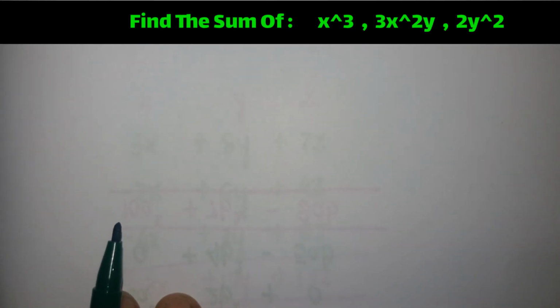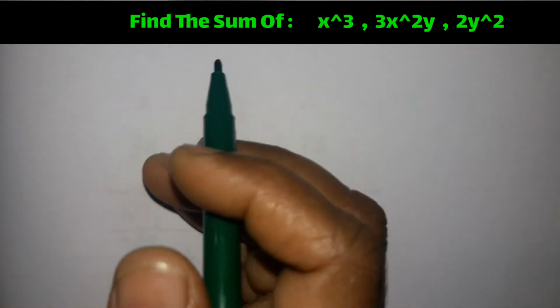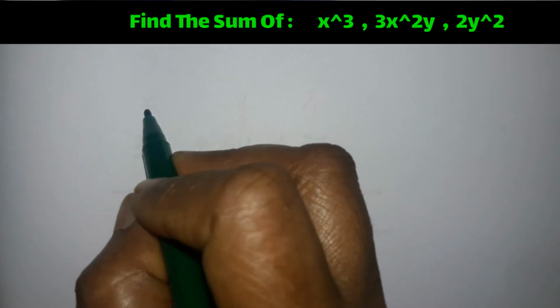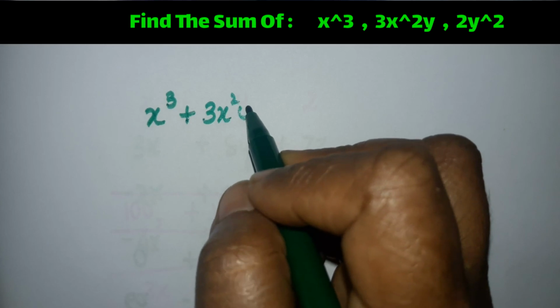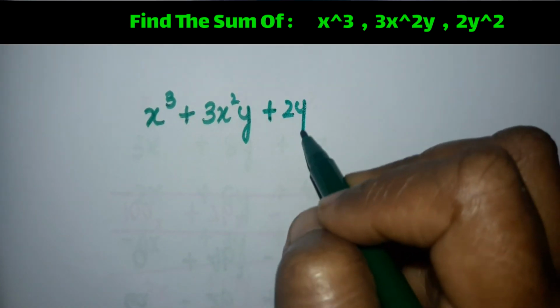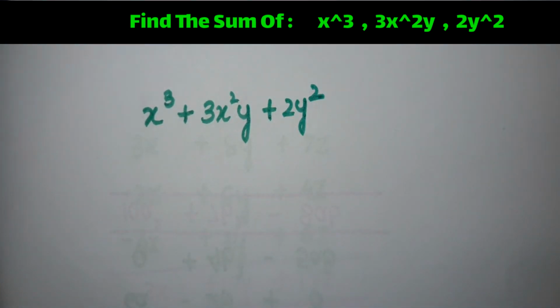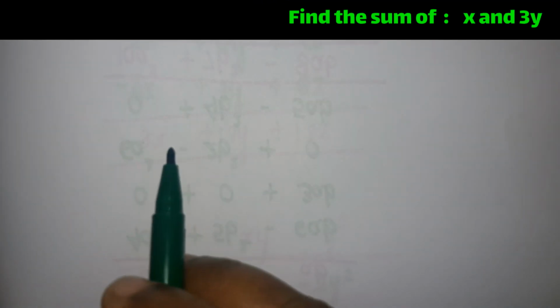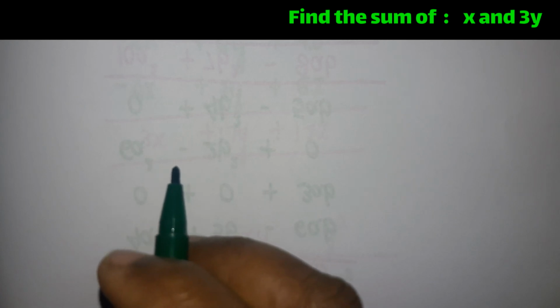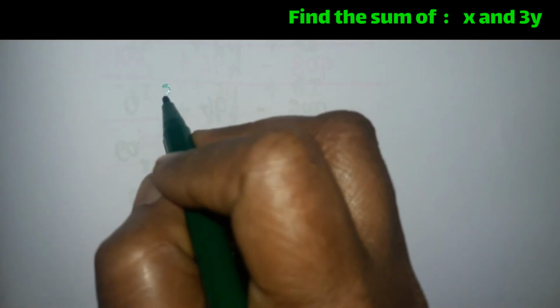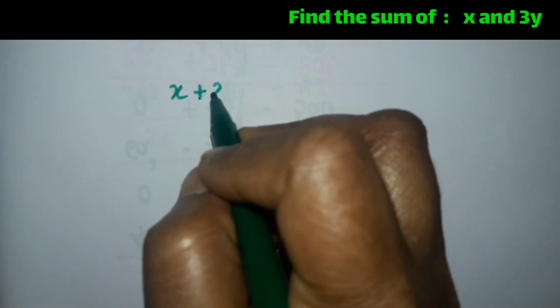Find the sum of x cube and 3x square y and 2y square. Here we don't have any like terms, we have terms which are different. So what we are going to do, we are just adding x cube plus 3x square y plus 2y square. We have to add unlike terms. So find the sum of x and 3y. It's going to be x plus 3y.